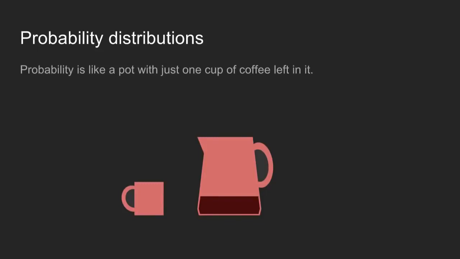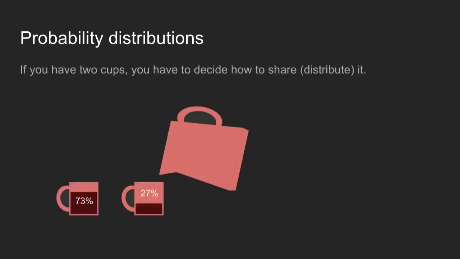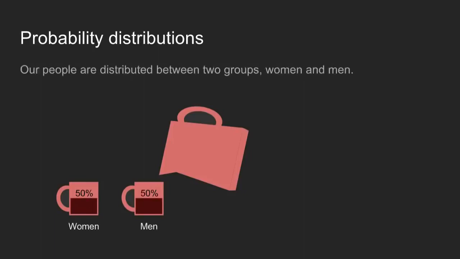You could think of probability like a pot with just 1 cup of coffee in it. If you just have 1 cup to fill up, you can fill it all the way to the top. But if you have more than 1 cup, you have to share it around or distribute it. And you can share it in any proportion you want. So for instance, if we're representing the number of men and women at the movies, we could share it 50-50, but it'll always add up to 100%.